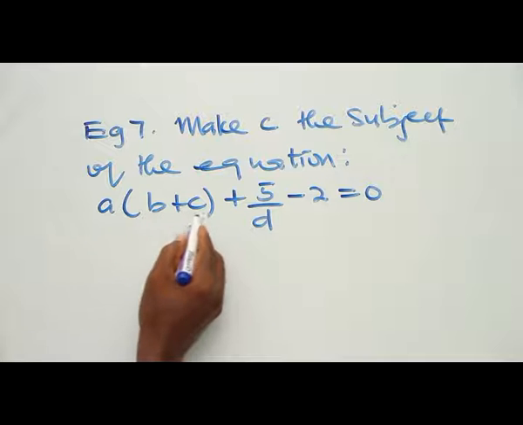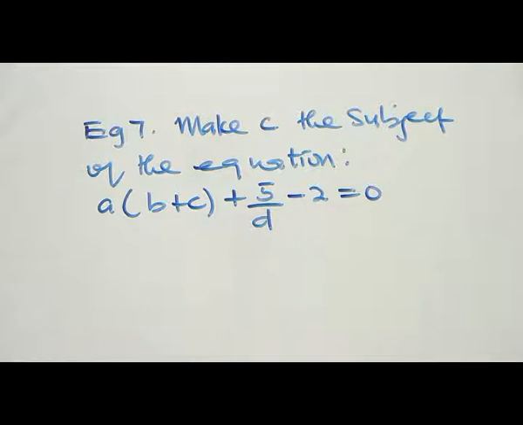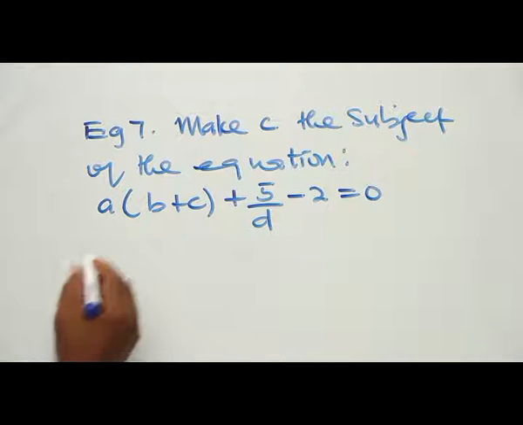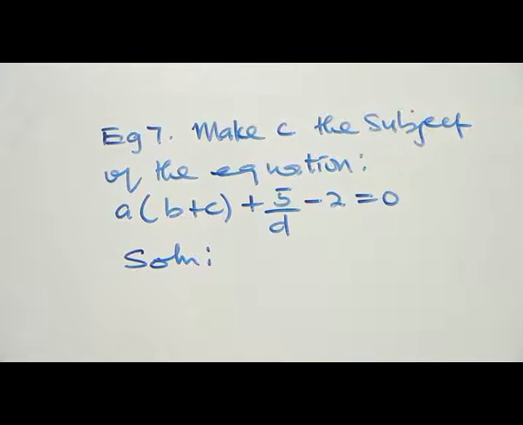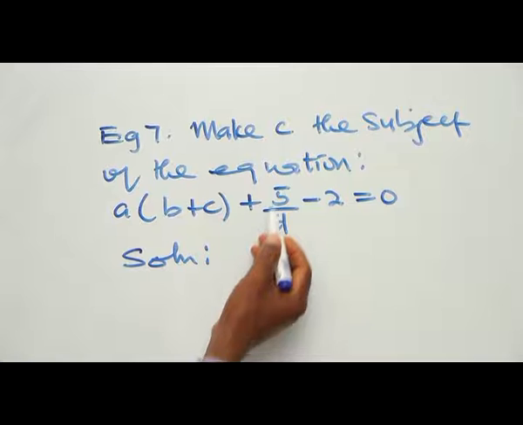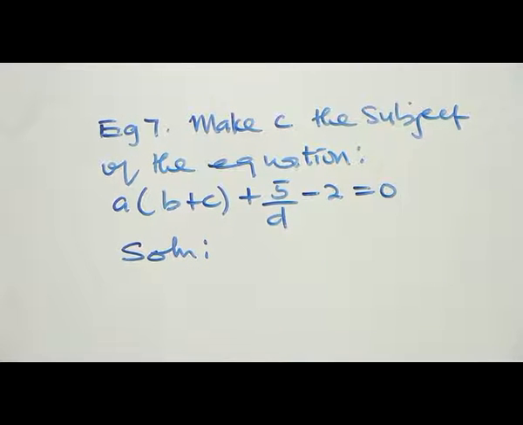A into B plus C plus 5 all over D minus 2 equals 0. We are making C the subject of the equation. So the first thing is to remove the fraction. There's a fraction here, 5 over D. So multiply all through by D, every term.